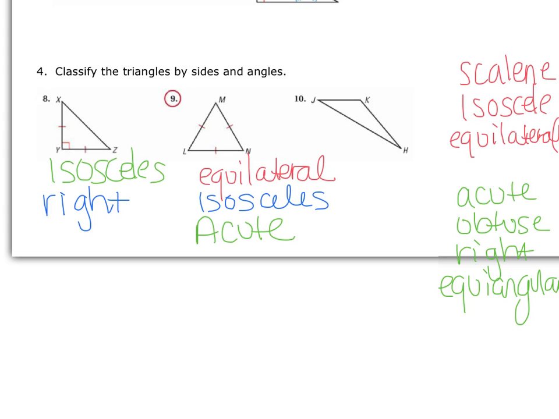Okay, number 10. None of the sides are marked the same length, so that is called scalene. So this is a scalene triangle. And this one angle right here is really, really, really big. So that's going to be obtuse. So this triangle is a scalene obtuse triangle.